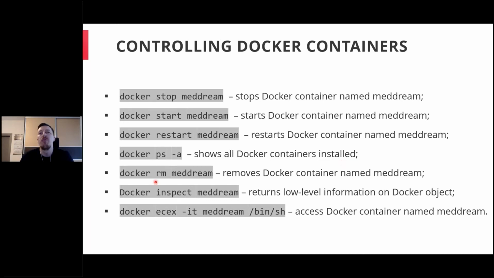You might need to remove a certain container. For example, you decided to remove it, to change it or delete it from your system because it's an older version. To do this, you will use the docker rm command and the container name. Docker inspect MedDream will return low-level information on Docker objects. This could be used if you are debugging. If, for example, the Docker container somehow doesn't start, or there are some issues, you can use this command for debugging.